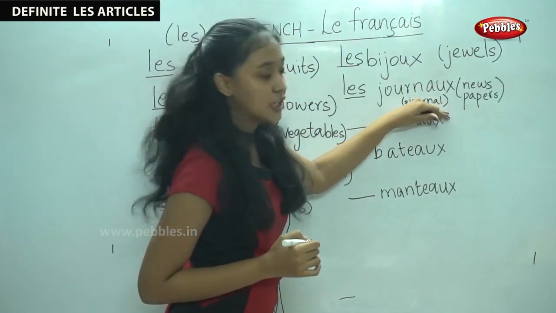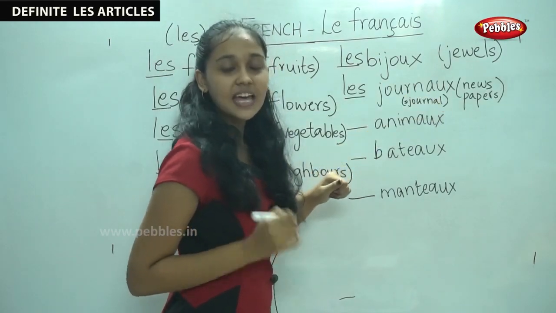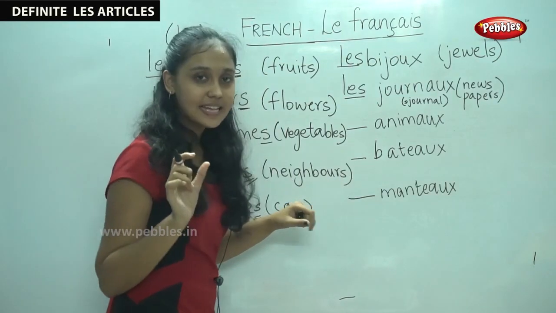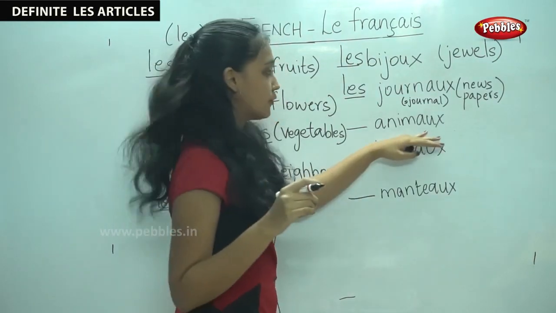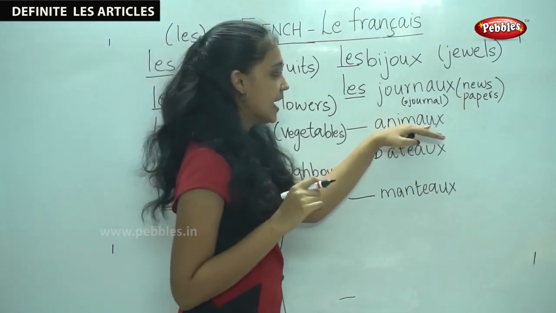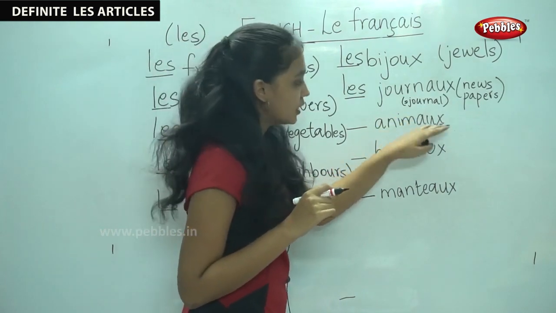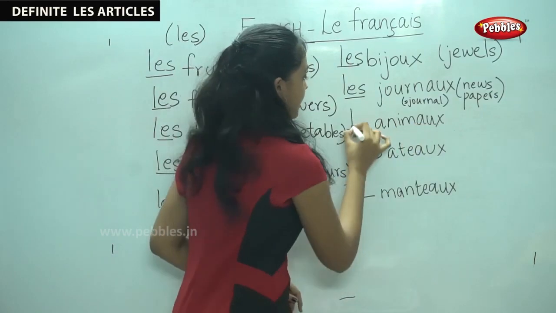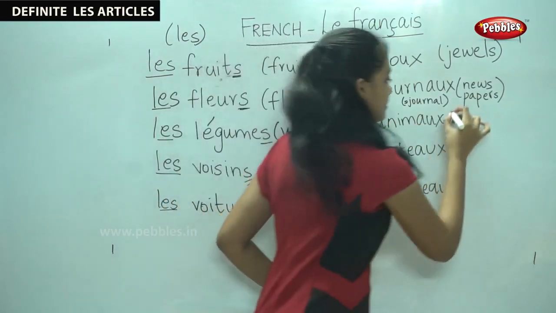In case it is in the singular form, journal, you would say le journal, since it is in the masculine form. Do you understand that? I hope you are not getting confused. See the next word, animaux. It is also in the plural form. This AUX at the end indicates that. Les animaux. It means animals.